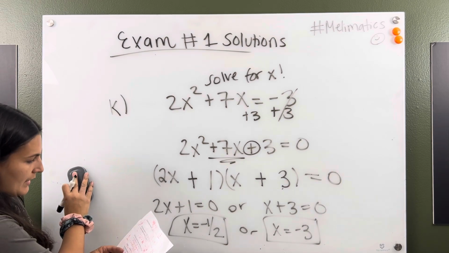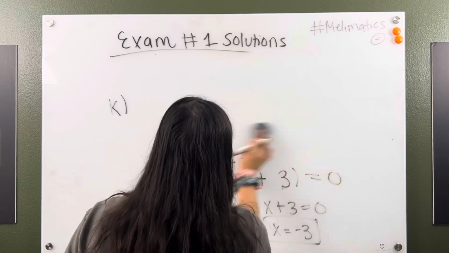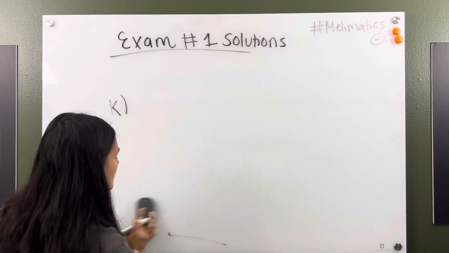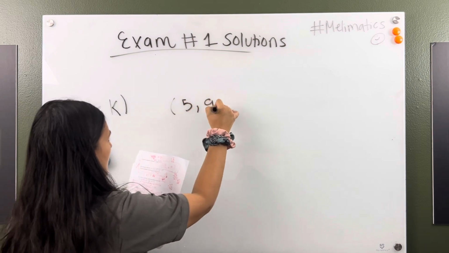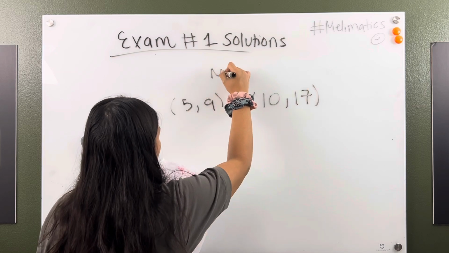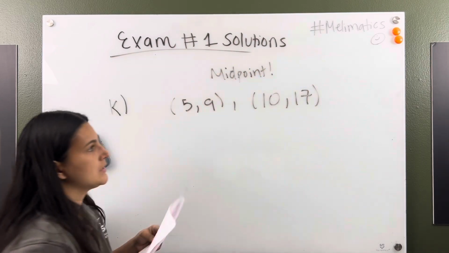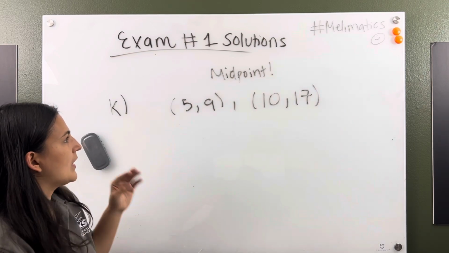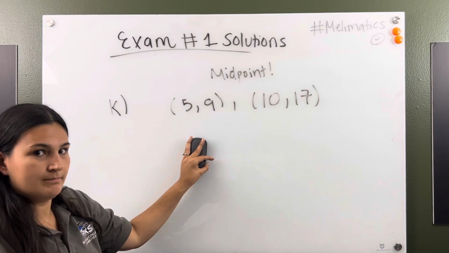All right, next we have the midpoint formula, which is super easy. You're going to find the middle point between two ordered pairs. Okay. So let's say you have the ordered pairs (5, 9) and (10, 17). Can you find the midpoint? Yes, you can. There's a formula for that, or you can just think about it logically, right? Just average the numbers the same way that you average your exams to see your current grade.